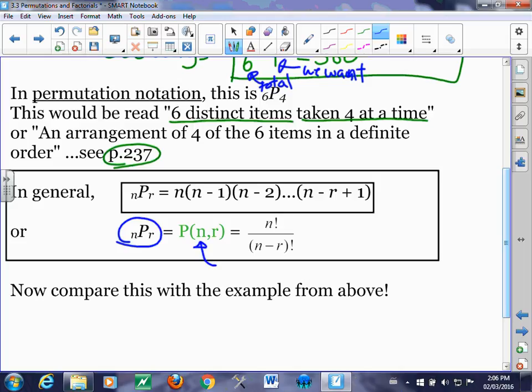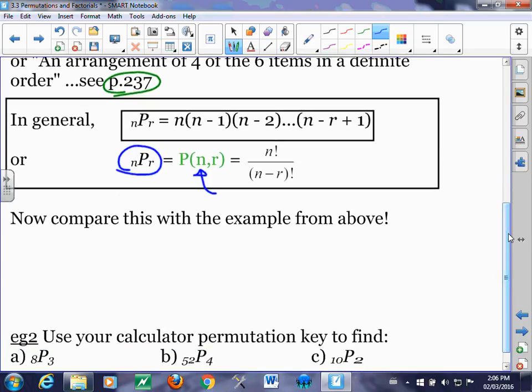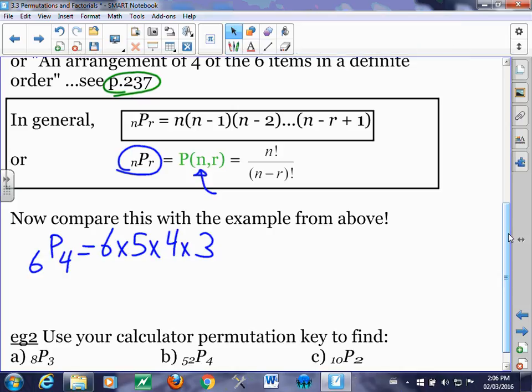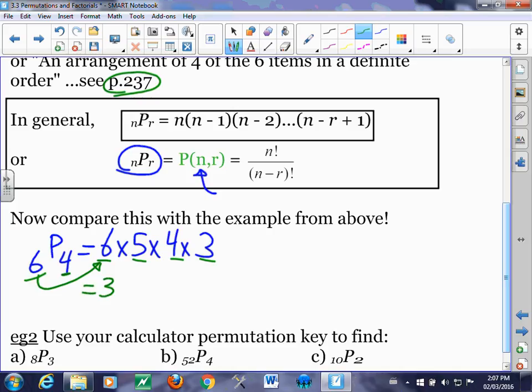Okay, so now let's compare it with the example from above. We already did 6 perm 4. We know long form, it's 6 times 5 times 4 times 3. How do you know when to stop? Because you have to do it 4 times: 1, 2, 3, 4. So start with your total, that's your start, and then you continue however many times it tells you. So that's 360 ways.